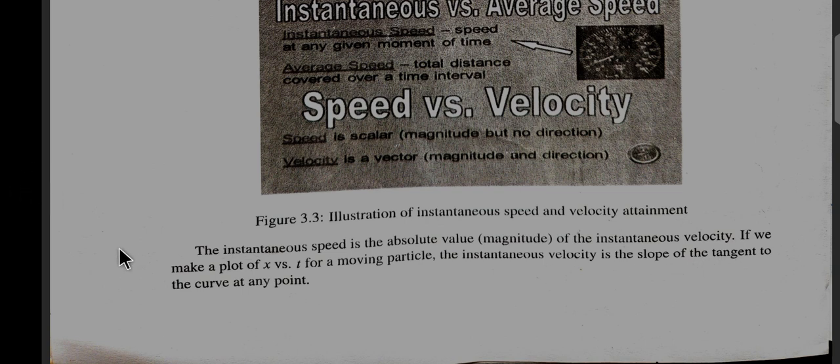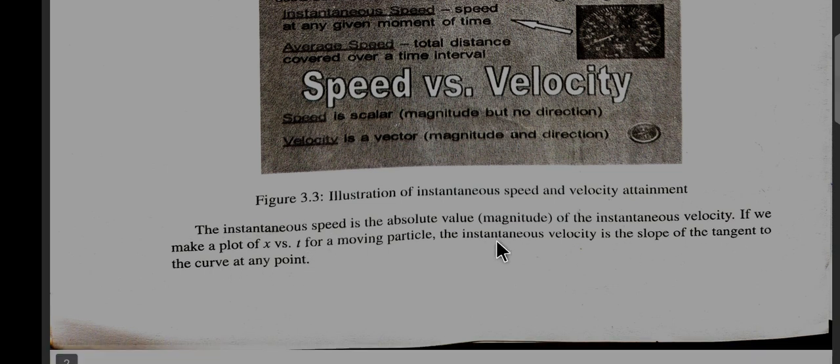If we make a plot of x versus t, that means I'm plotting the displacement against the time, the x against the time for a moving particle, the instantaneous velocity is the slope of the tangent to the curve at any point. That means the slope of the tangent to the curve at that point is the instantaneous velocity.